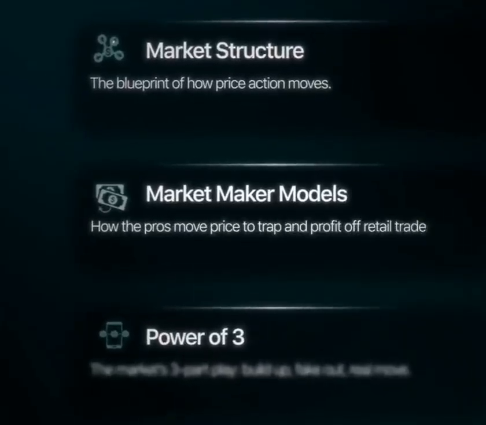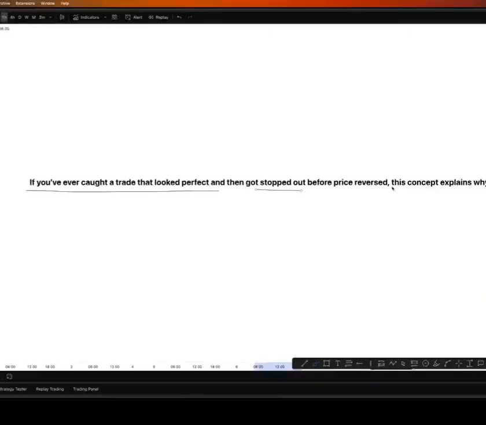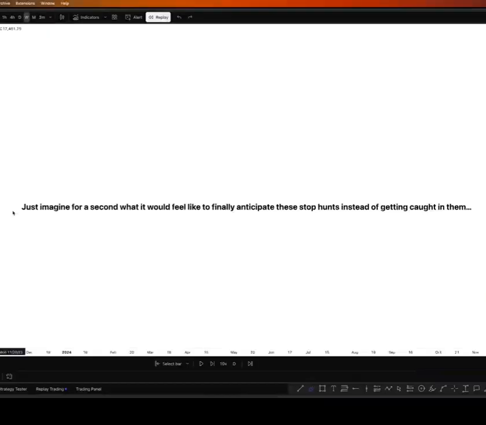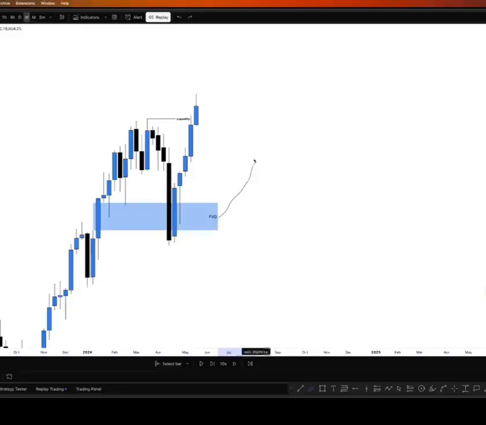Now, if you've ever caught a trade that looked perfect and then you get stopped out and it just runs without you, then this is going to explain why and solve that mistake for good. Now, I can't stress the importance of this enough. I mean, just imagine for a second what it would feel like to finally anticipate these stop hunts instead of getting caught in them. So we know that price goes from fair value gaps to swing points, but how do you actually make money on this move?